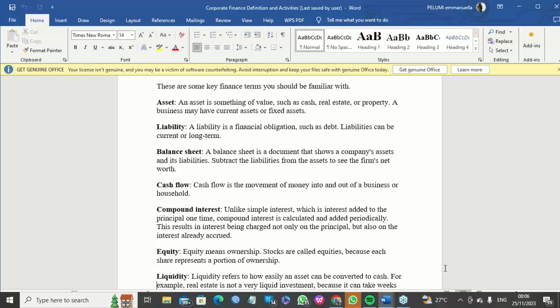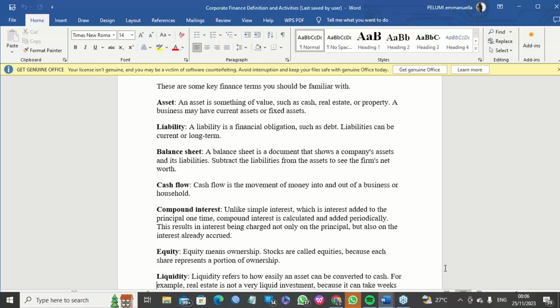And we also look at the balance sheet. The balance sheet is a document that shows a company's assets and its liabilities. So subtract the liability from the asset to see the firm's net worth. Once you remove your liability, you get your net worth. Then we also look at cash flow. Cash flow is the movement of money into and out of a business or household. We talk about different types of cash flow: cash inflow and cash outflow.